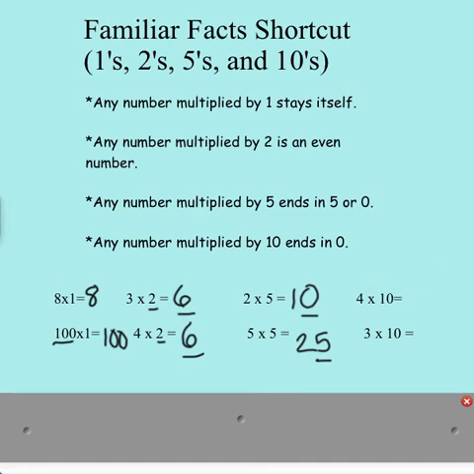4 times 10 is 40, and 3 times 10 is 30. Both of these numbers end in zeros. This is a quick way to check when you're taking a fact time test or when you're just solving a math problem. If you know these quick, simple rules, it's a good way to check and see if your answer is correct.